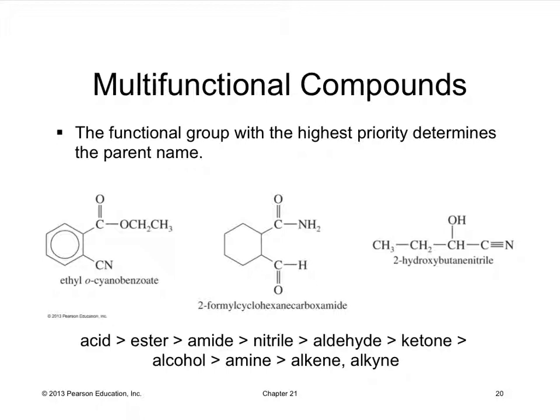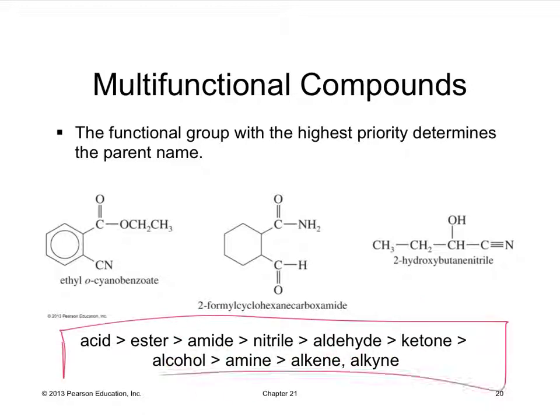Multifunctional compounds: the functional group with the highest priority determines the parent name, and the order goes acid, then followed by ester, amide, nitrile, aldehyde, ketone, alcohol, amine, alkene, alkyne. So this is something that you should definitely know or memorize.